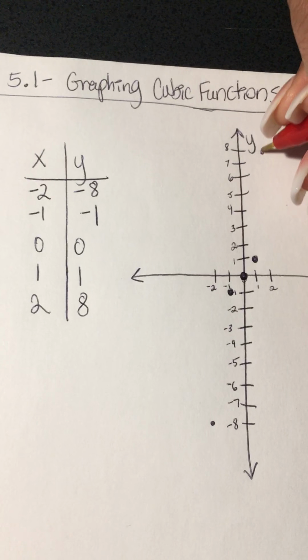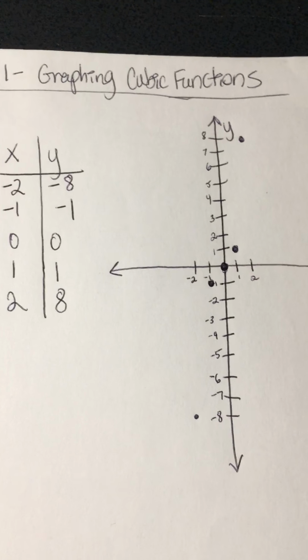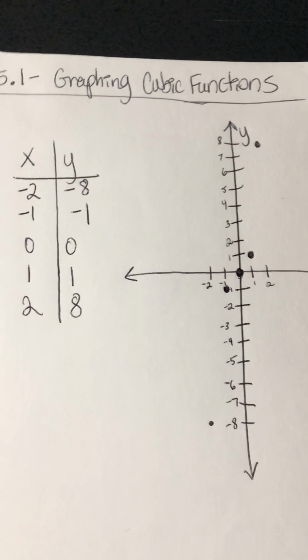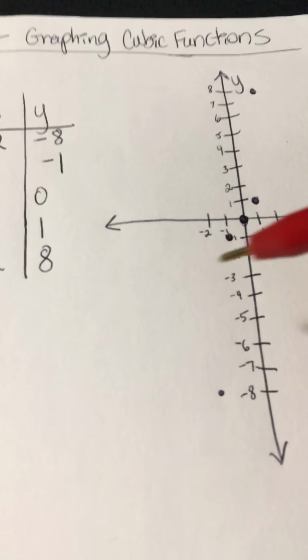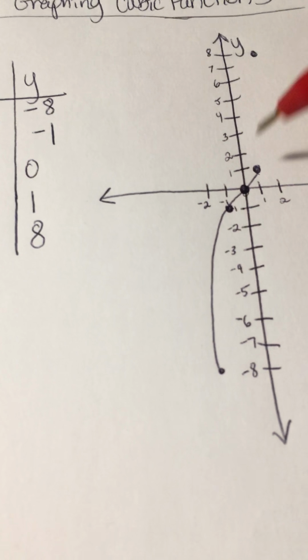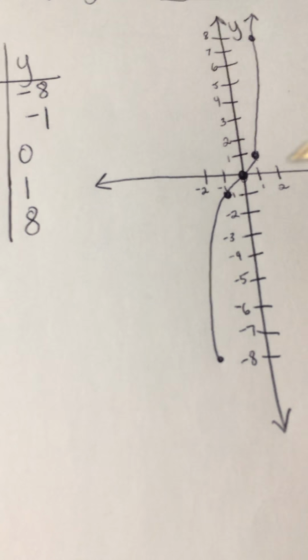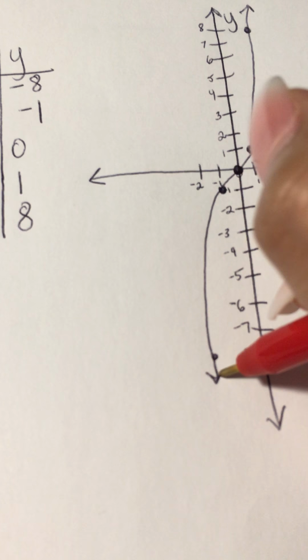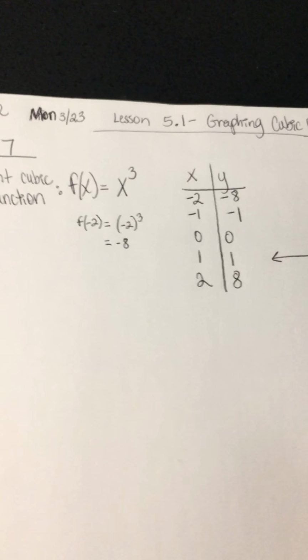When you're connecting the dots, do not make straight lines because a cubic function is not straight. It doesn't have straight edges, it's curved. So try your best to curve to connect the dots. These dots could continue forever, so I'm going to show that each end has an arrow to show that it keeps going forever. This is a continuous function.